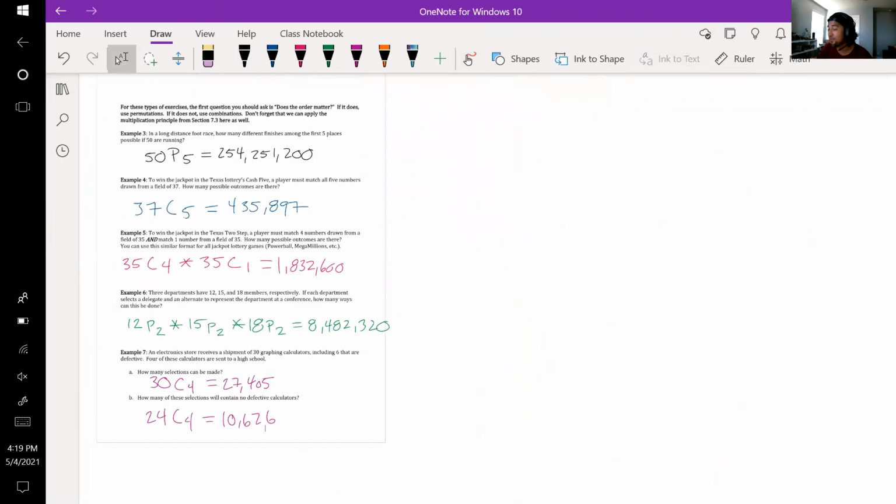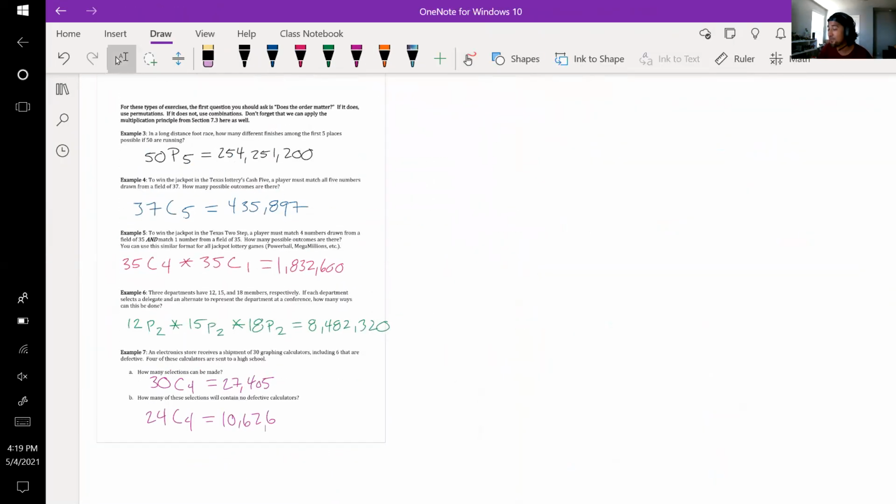And there are, is that 25? No, 254,251,200 ways to get among the first 5 places. Hey, those are pretty good chances when you're running with 50 people. All right, so that was a permutation.